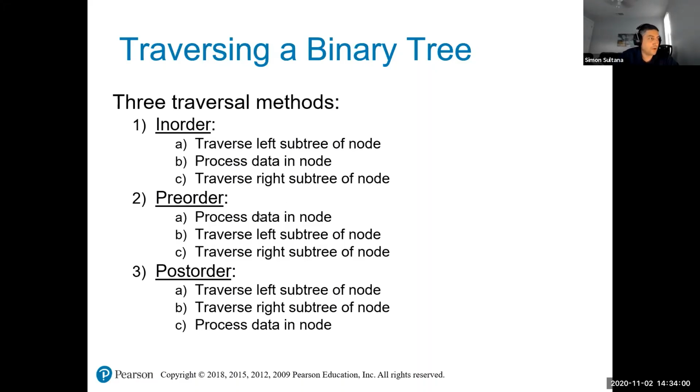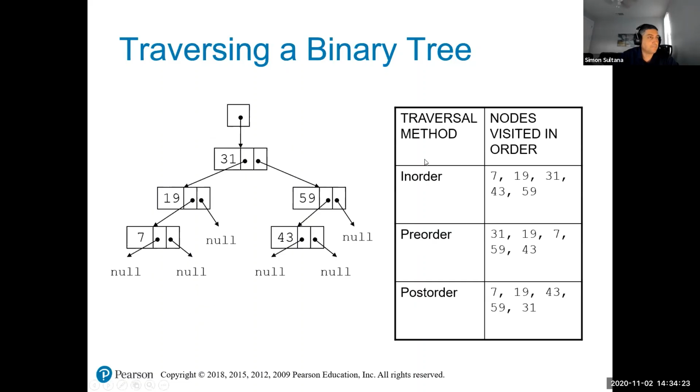Okay, with pre-order, we first process the data in the node, then we traverse the left subtree, and then finally traverse the right subtree. And then with post-order, you first traverse the left subtree, then you traverse the right subtree, and then you process the data in the node, okay? So we'll actually see examples of this in your activities this week.